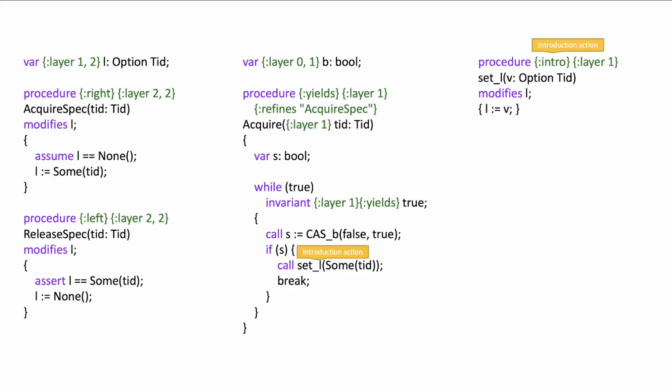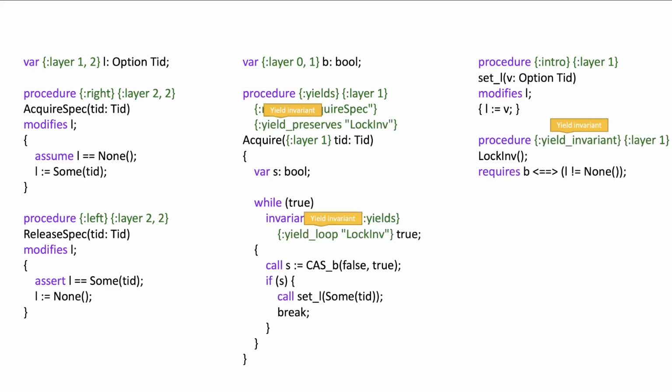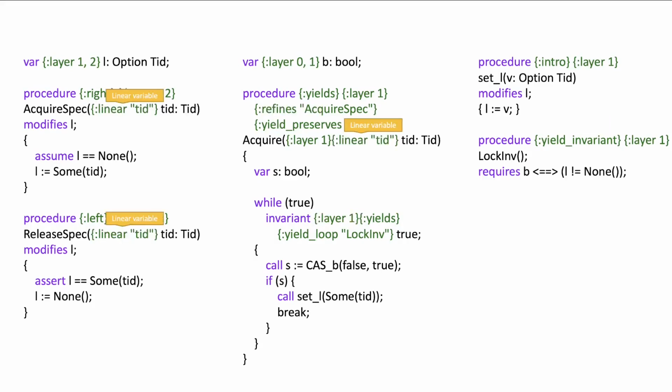We already saw that introduction actions are used to assign meaning to introduced variables. The call to set L here that assigns meaning to the introduced variable L only exists at layer 1 of procedure acquire, where we do its refinement proof. It's not yet part of the concrete layer 0 version of acquire. The yield invariant loginf captures the intended connection between B and L and is attached as both pre and post condition to acquire and as a loop invariant. And finally, we have linearity annotations to express the uniqueness of thread identifiers.